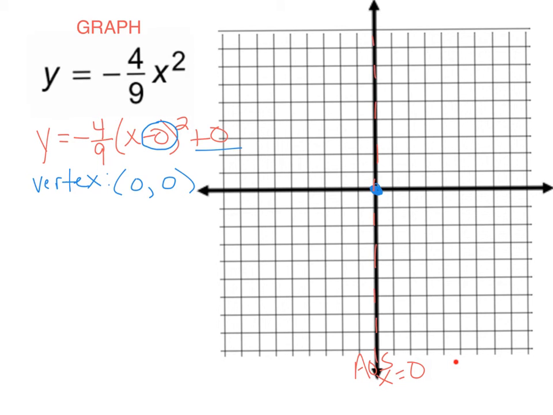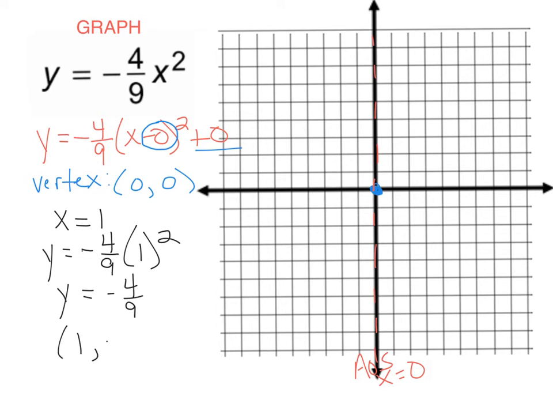If you go 1 to the right, you're at 1. If you go 1 to the left, you're at negative 1. So you can pick either of those two numbers. I'm going to use x equals 1, and I'm going to plug that number into my original equation for x. This should be pretty easy to calculate. 1 squared is 1, times negative 4/9 is negative 4/9. So we get 1 comma negative 4/9 as our second point. I'm going to go ahead and graph that, which should be right around here.